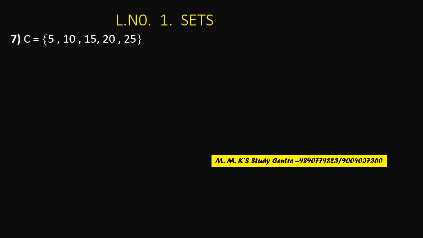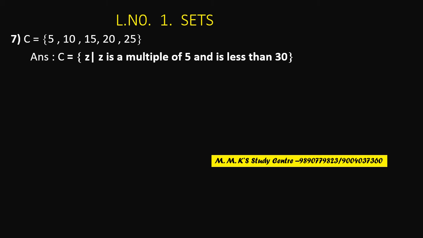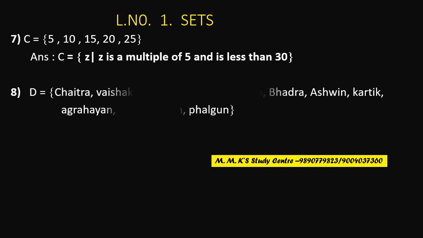Example number 7. C is the set of 5, 10, 15, 20, 25. So again they are the multiples of 5, children. So we will write in answer, C is a set of Z such that Z is a multiple of 5 and is less than 30. Okay. Next, question 8.